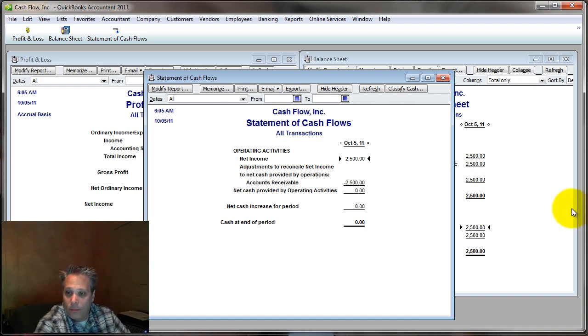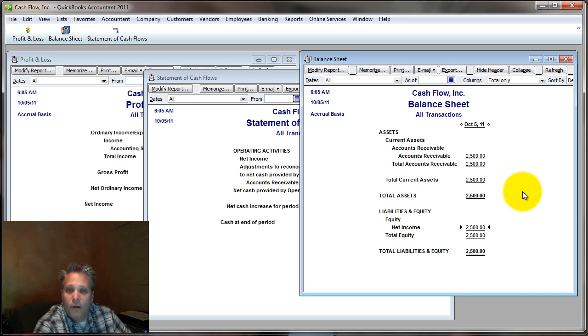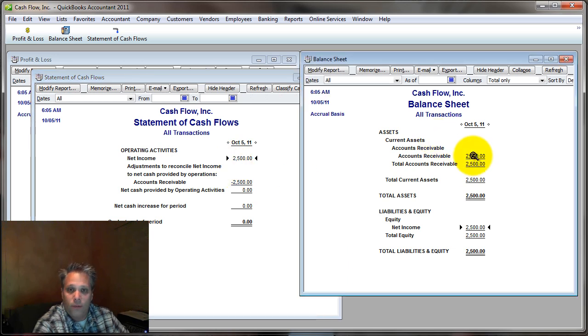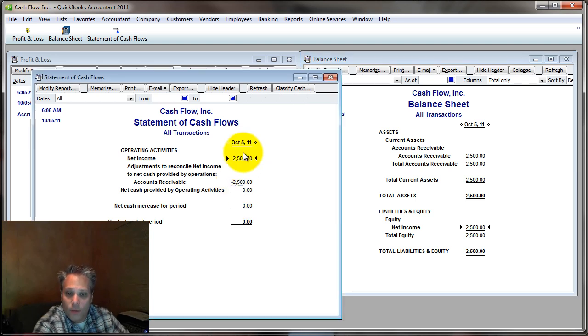Now, how much money do we have in the bank? Look on the balance sheet. It doesn't even show the bank account because there's no cash. We haven't received any money. So what does this do? It says we take the net income and we show we have an increase for the period to accounts receivable. Accounts receivable has gone up by $2,500. But since we haven't received that money, it has to be subtracted from net income to arrive at what cash is in the bank. There's no cash in the bank, so our cash at the end of the period is zero, and it reconciles the cash.